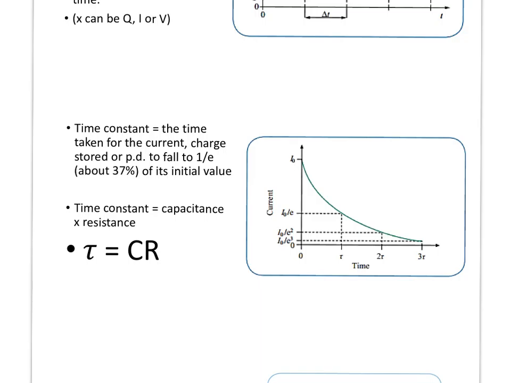For the same graph, the special ratio for falling to 1/e of its original value is called the time constant. So that's a specific time interval of the graph. To find this out, you can multiply the capacitance of a capacitor by the resistance, and that will give you the time constant.